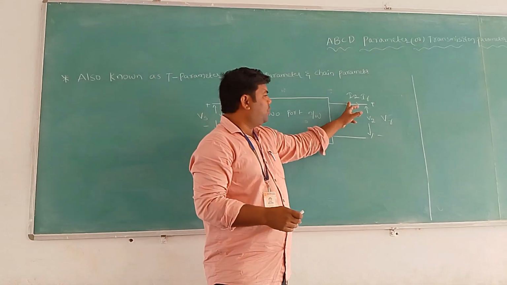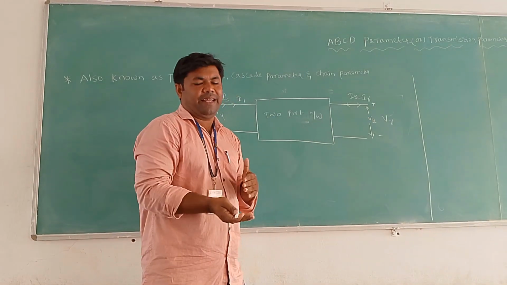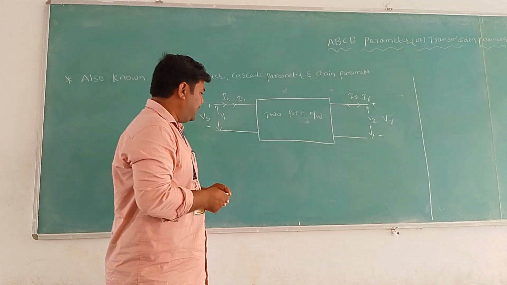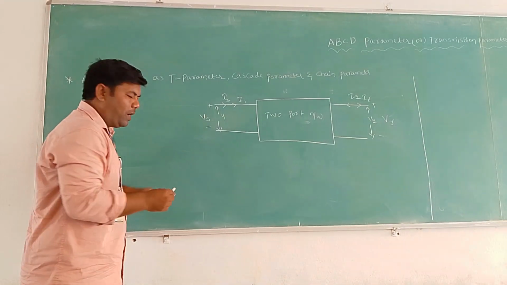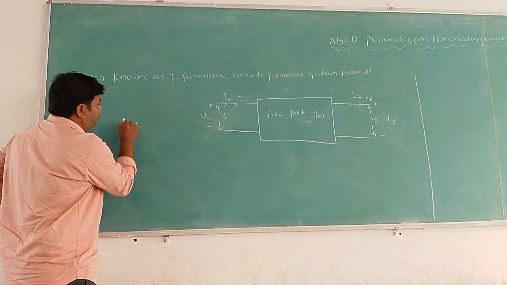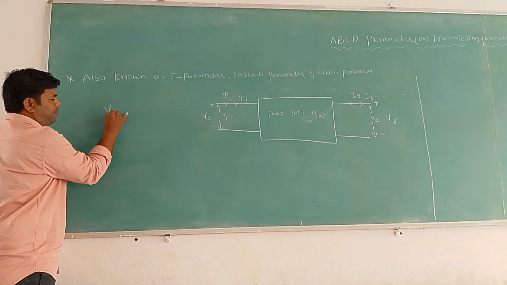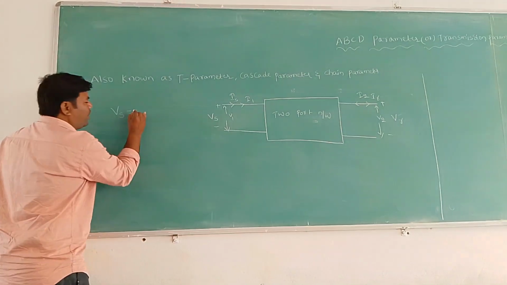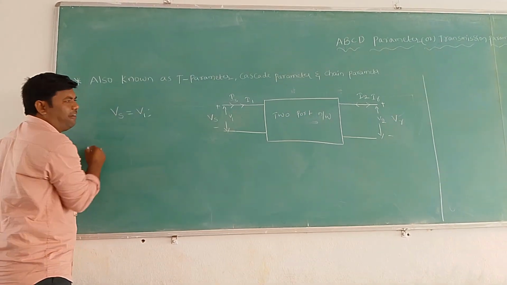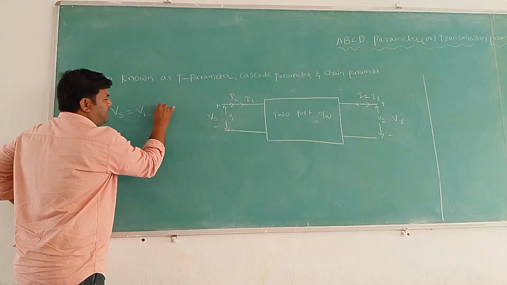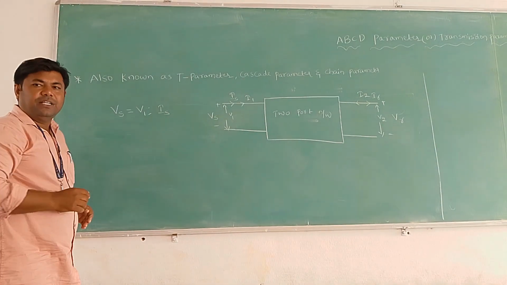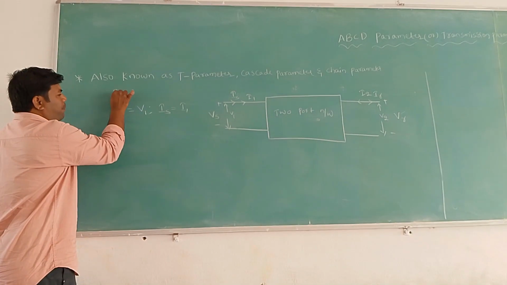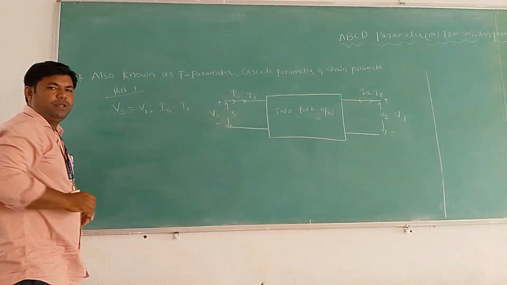Now I2 and Ir are in reverse directions, so we write it as negative Ir. So in port number 1, Vs is the supply voltage, and Vs we can call V1. In the same way, Is is the supply current, and that current we can call I1. This is port 1 point of view.